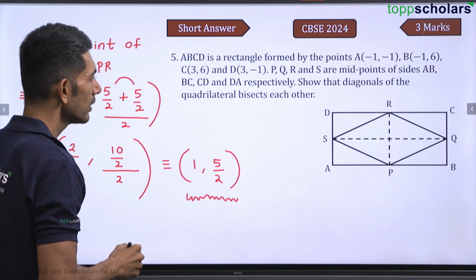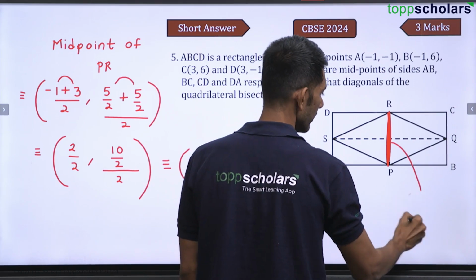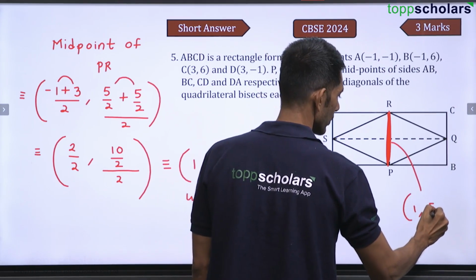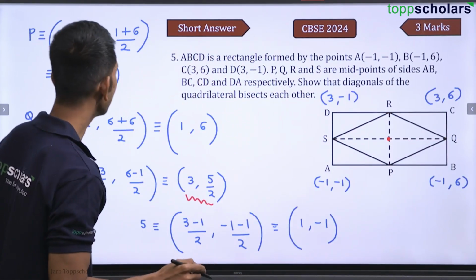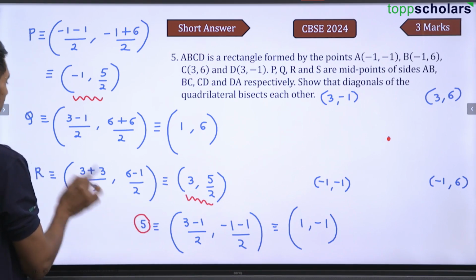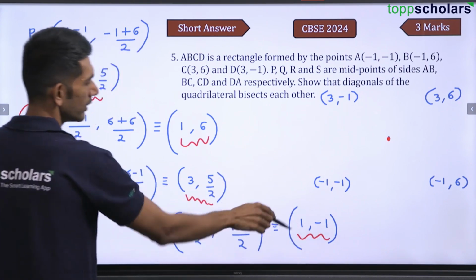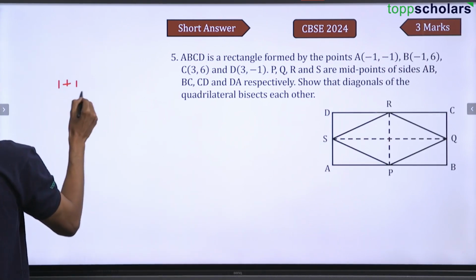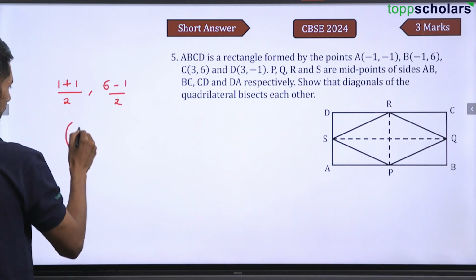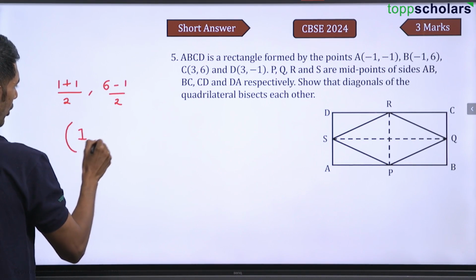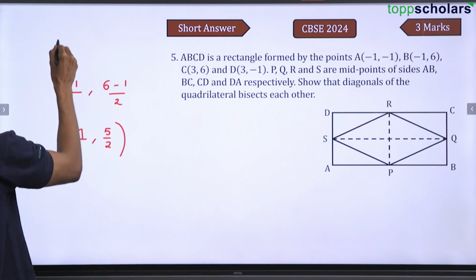Now the midpoint of PR is 1, comma 5 by 2. Now let me find out the midpoint of SQ. For that I need S and Q. S is here. Where is Q? Q is here. So for S and Q, (1 plus 1) by 2 and (6 minus 1) by 2. And that gives you 1, comma 5 by 2 again. So can I say, this is what? This is the midpoint of SQ.